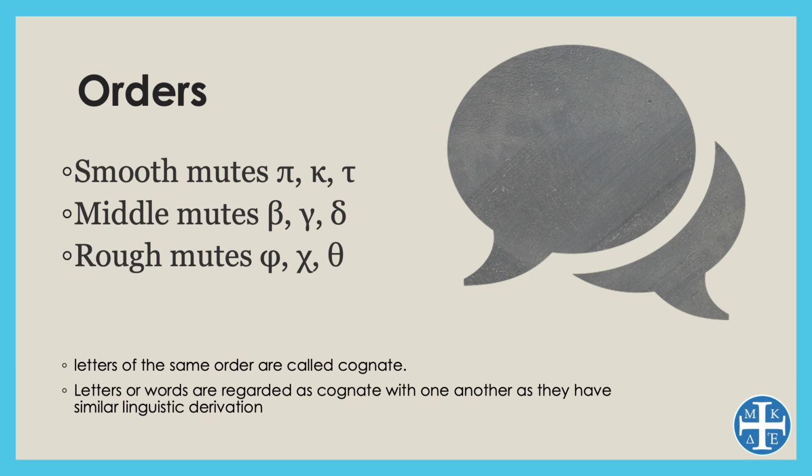So the smooth mutes were p, k, t. The middle ones b, g, and d. And the rough phi, chi, and theta. If letters come from the same order, they are called cognate, and what this means is a letter or a word is regarded as cognate if it has the same derivation. In other words, they're deriving from the same origins, the same group, the same order. Then they are cognate with one another.